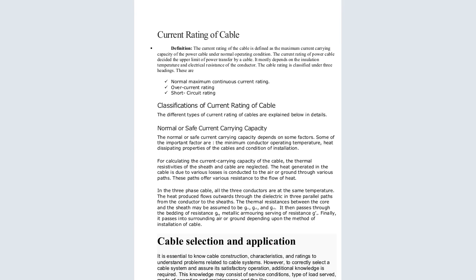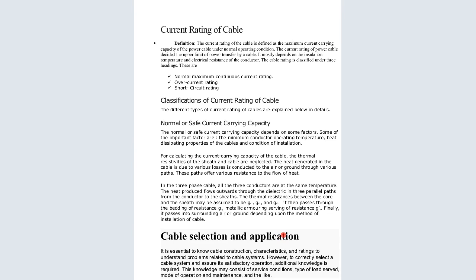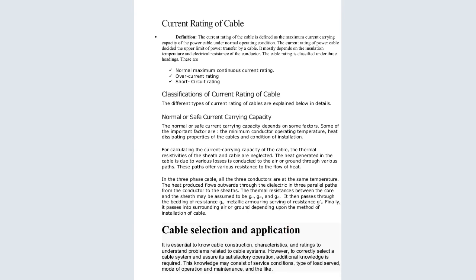So the definition of cable rating, that is the current rating. The current rating of a cable is defined as the maximum current carrying capacity of the power cable under normal operating conditions. That is, the current rating of power cables decides the upper limit of the power transfer by a cable. It mostly depends on the insulation temperature and electrical resistance of the conductor.